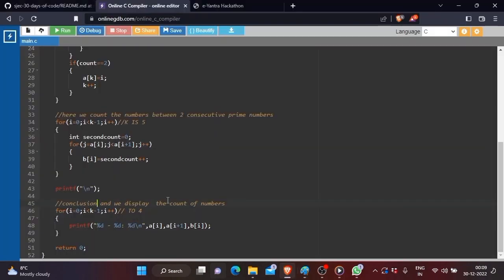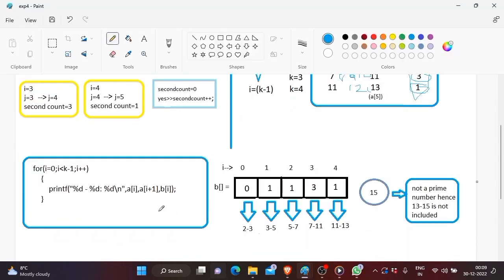Now moving to the code, we have come to the conclusion and the display of the output. Let me copy this code here. For i equal to 0, i less than k minus 1, i plus plus, we are about to print the array B. The count of numbers between consecutive prime numbers is: 2 to 3 is 0, 3 to 5 is 1, 5 to 7 is 1, 7 to 11 is 3, 11 to 13 is 1. 13 to 15 is not included since 15 is not a prime number.